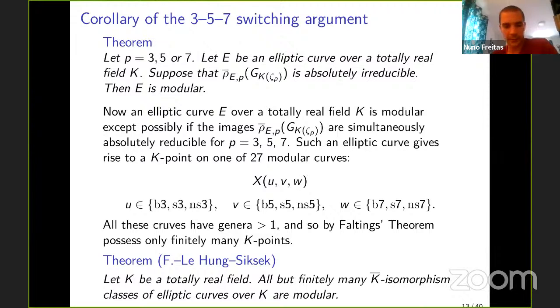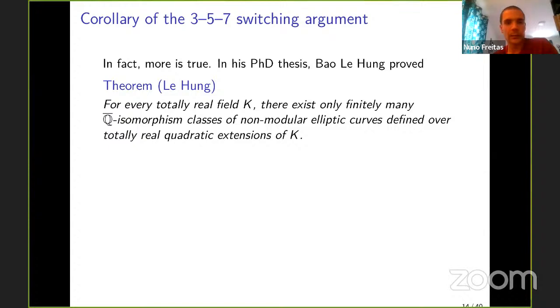In fact, more than this is true, and in Box's PhD thesis, he proved that for every totally real field K, there exist only finitely many Q-bar isomorphism classes of non-modular elliptic curves defined over all the totally real quadratic extensions of K. Not only defined over K, but one is allowed to consider the quadratic extensions as well.